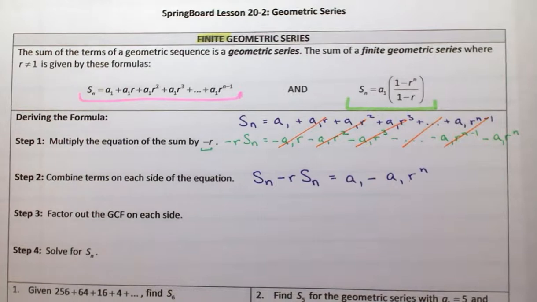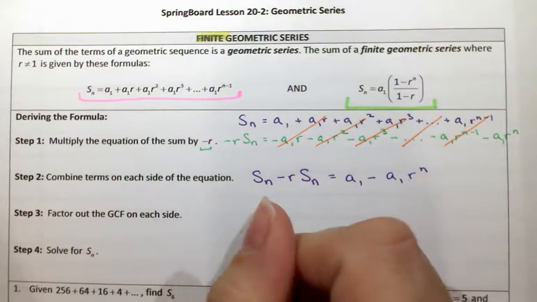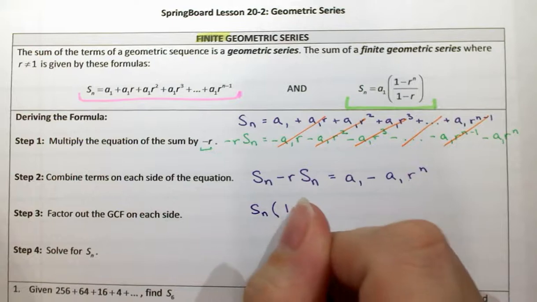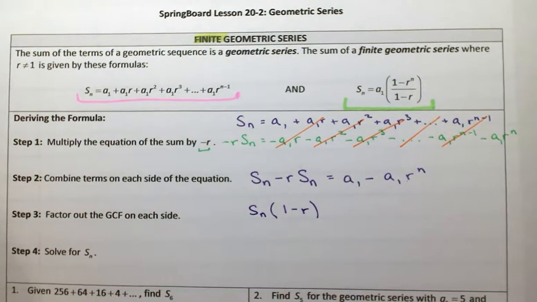And we can kind of start seeing this emerge a little bit into our formula, but it's still not quite there. So the next step is to actually factor out any greatest common factors on each side. So on the left, notice that there's an S sub n in common. So if we take an S sub n out, we have 1 minus r. We're simply factoring.